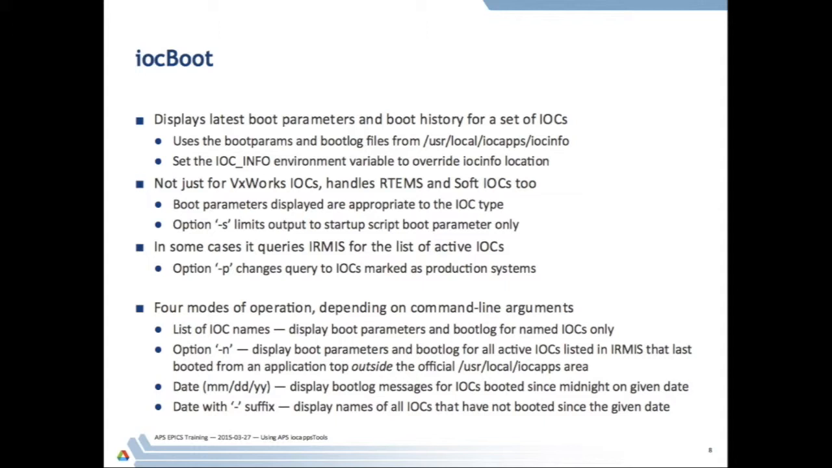So if you give it a list of IOC names, it basically displays the boot parameters and the boot log for those IOCs. That's the typical standard operation that most of us use most of the time. But then there is an option -n, which tells it to display the boot parameters and the boot log only for those IOCs that are not booted in the official area.